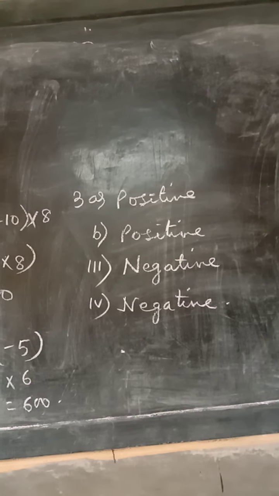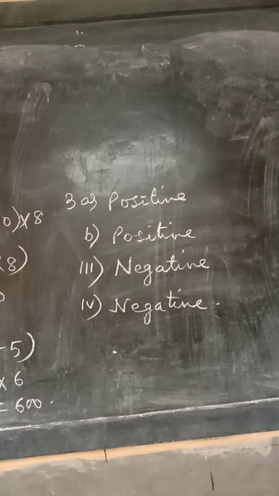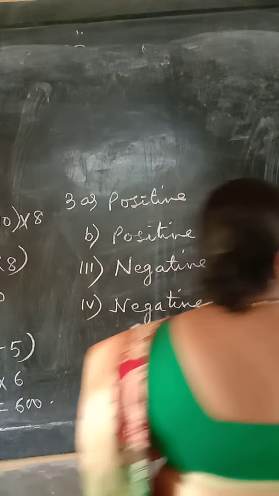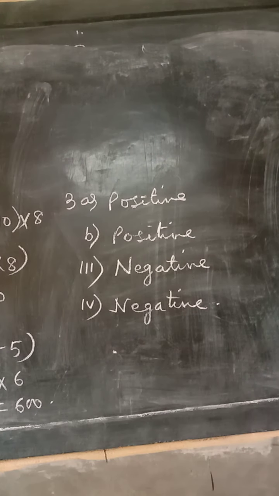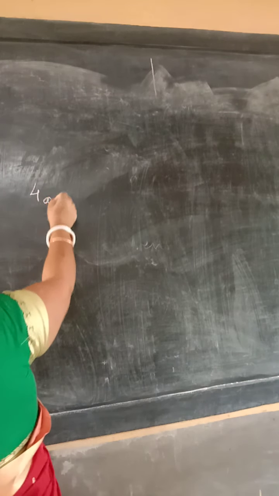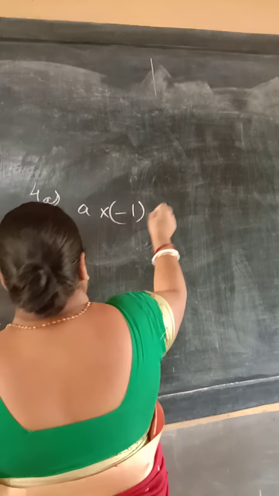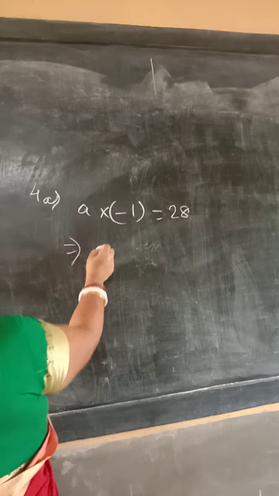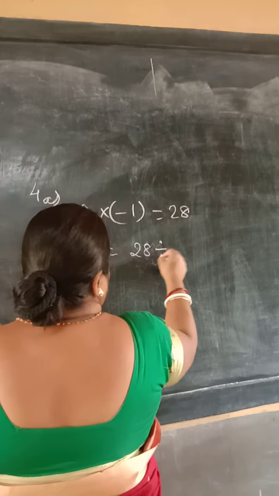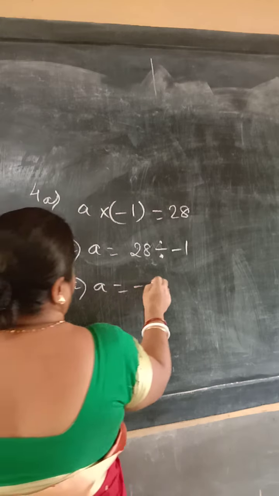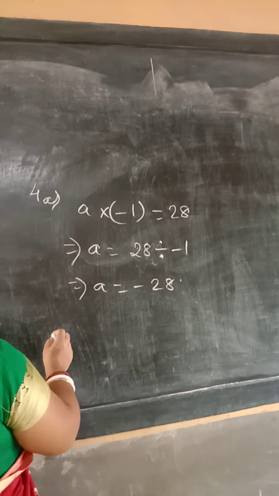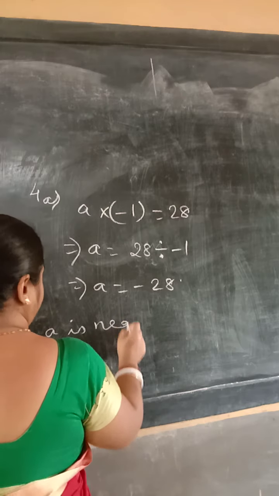Then question number 4, they have asked to find the value of A and whether it is positive or negative. We'll find the value of A by writing in the copy, then we'll see whether it is positive or negative. For A, it is A into minus 1 is equal to 28. So A is equal to 28 divided by minus 1, or A is equal to minus 28. So A is a negative integer.